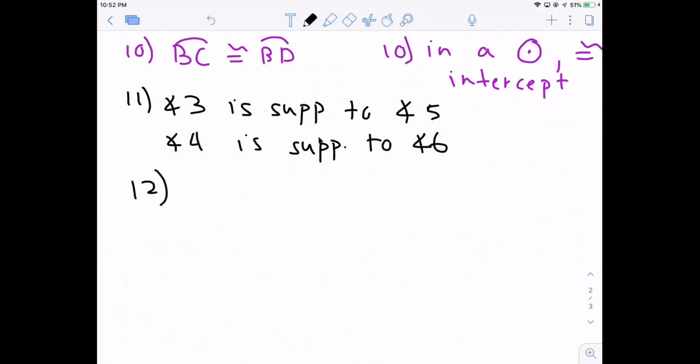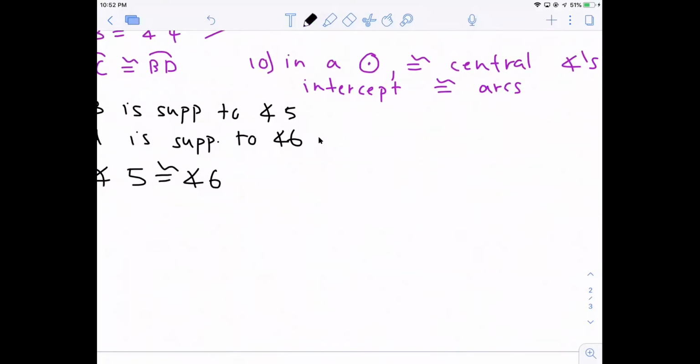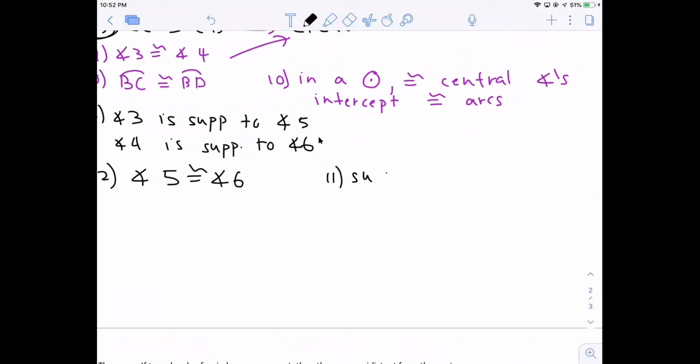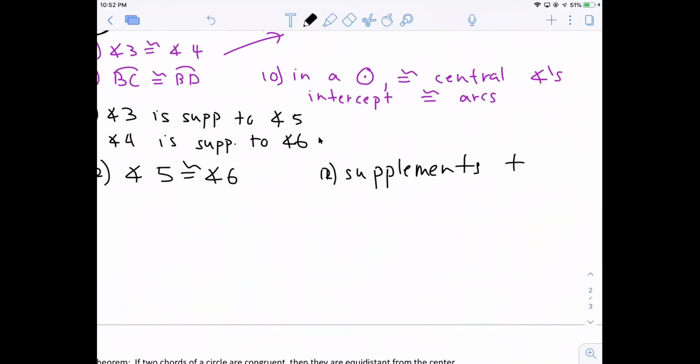Which sets us up for, all right, what's our next statement? We haven't used this one in quite a while, but now we can say angle 5 is congruent to angle 6 for what reason? Very good. You guys remember this one? Supplements, this is step 12. Supplements to congruent angles are congruent. Such a classic.